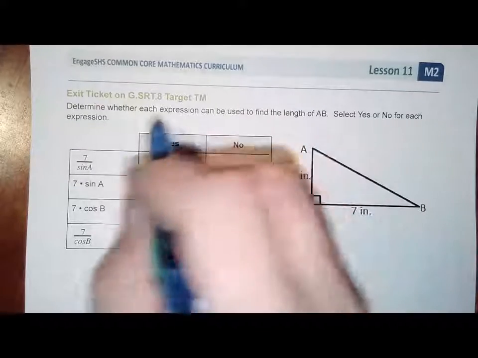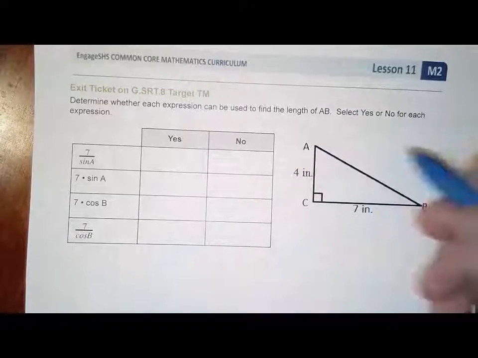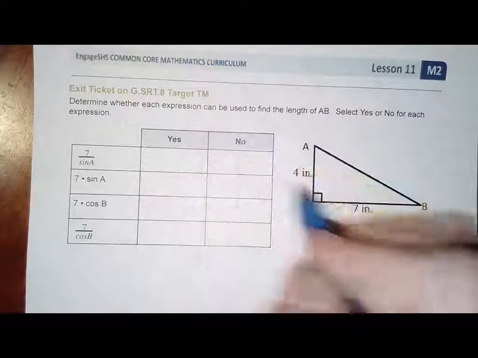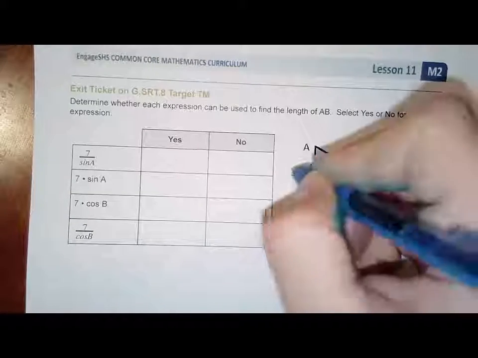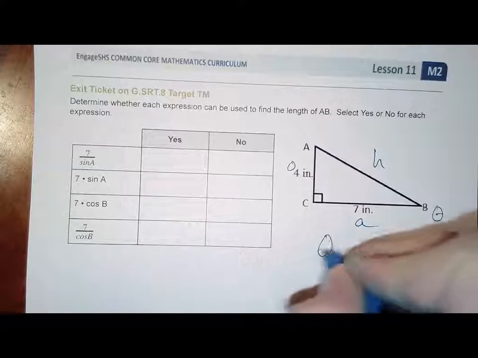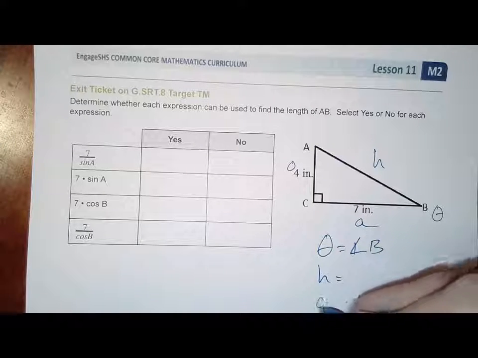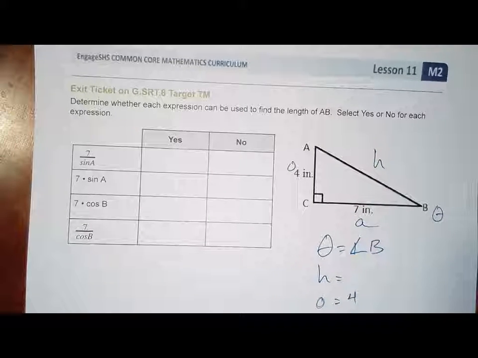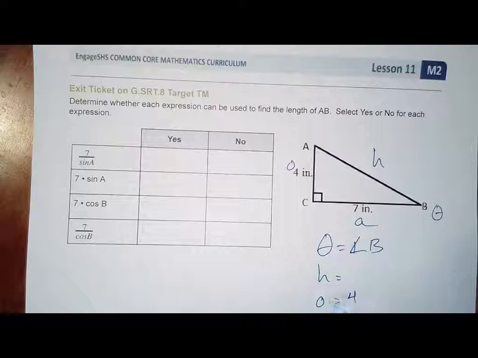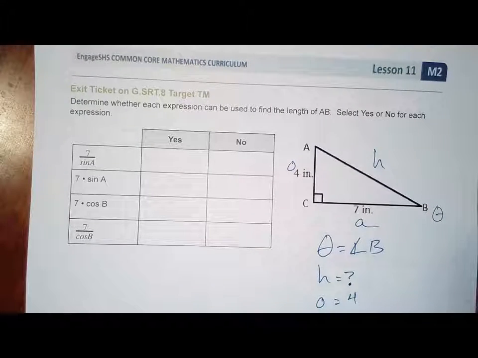This is the success criteria. Determine whether each expression can be used to find the length of AB. Select yes or no. Well, if we're looking at angle B, step 1. Okay. Fill in the blank. Have tangent. Wait a minute. I forgot. We want to know H. We want to know this one. So I'm going to put a question mark there.